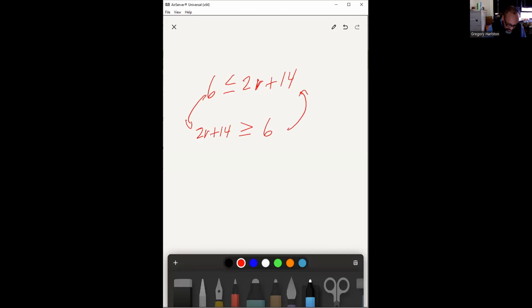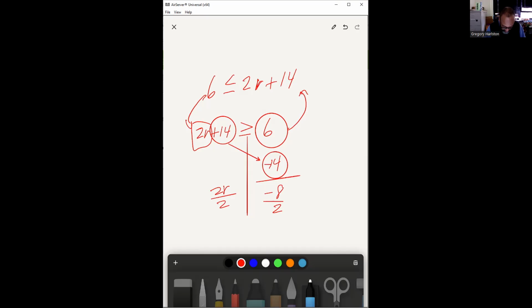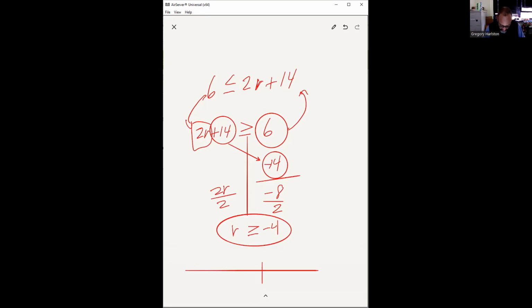But now I can put this in the box, put this in the circle, put this in the circle, and now bring that across. That becomes a minus 14. So 6 minus 14 is going to be -8. And on this side, we have 2r. Divide both sides by 2. r is greater than or equal to -4. So that's our answer. If we're graphing this, we want -4. It's going to be a closed circle. And you can see that we're going to the right.